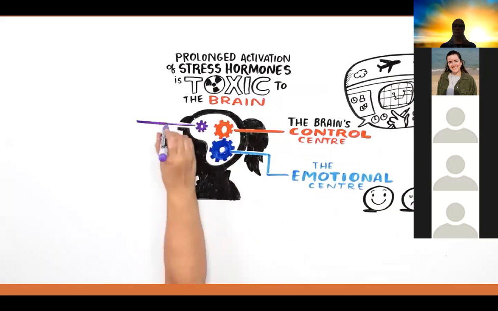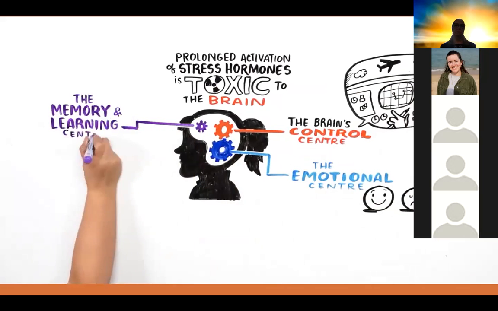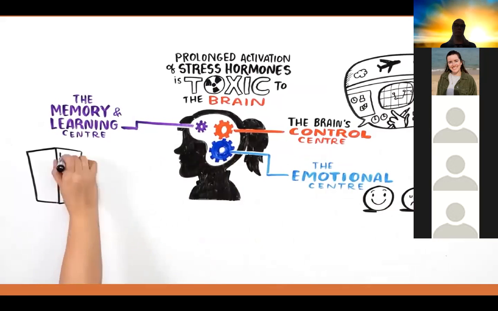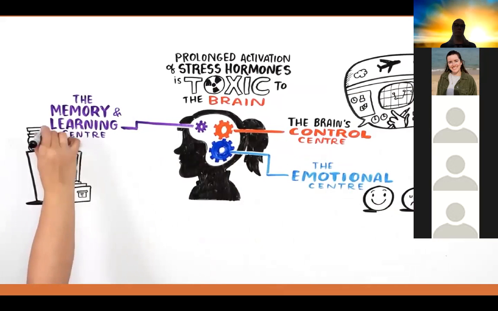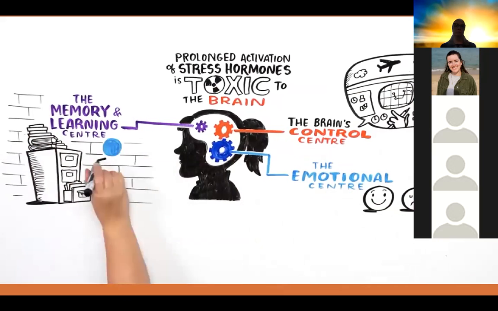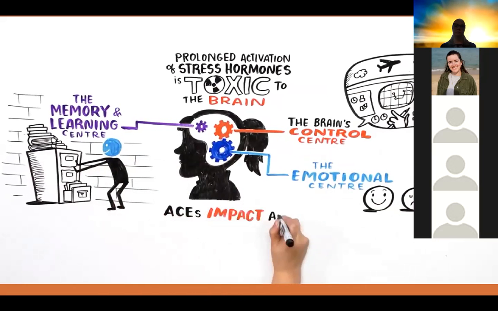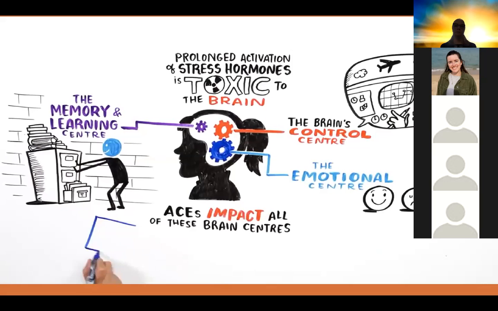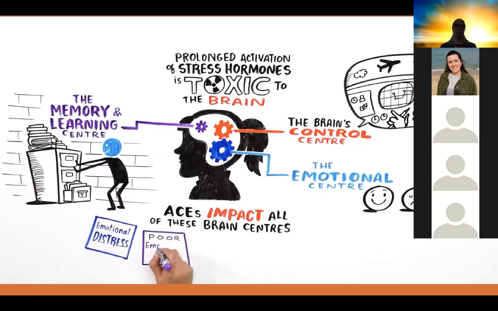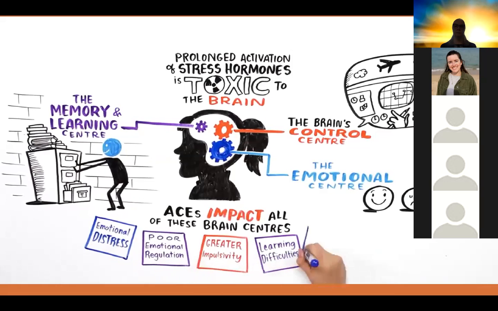The third area is the memory and learning center, the brain's filing cabinet, which plays a major role in learning and the formation and retrieval of memories. Science shows that adverse childhood experiences impact all of these brain centers. Behaviorally, what we begin to see is emotional distress, poor emotion regulation, greater impulsivity, learning difficulties, and physical and mental health problems.